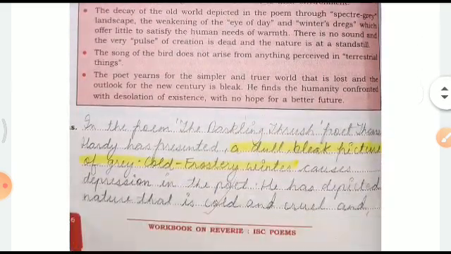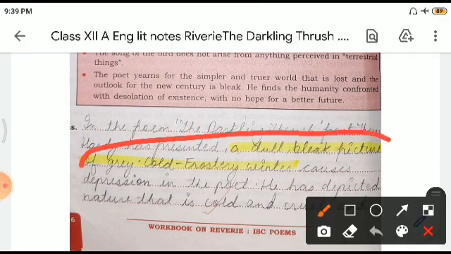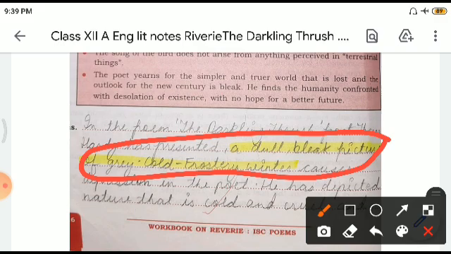In the poem The Darkling Thrush, poet Thomas Hardy has presented a dull, bleak picture of a grey, cold, frosty winter, which causes depression in the poet. Right? See, there are a few words: a dull, bleak picture of a grey, cold, frosty winter. This is very important here because these are the words of the poem. Right? These are the words of the poem.